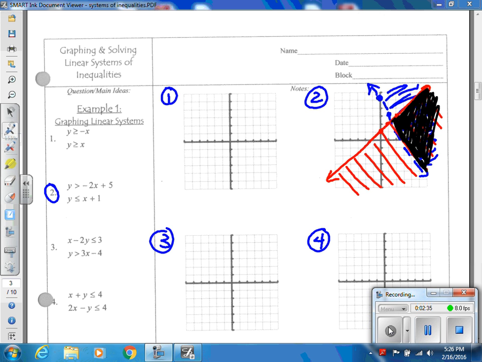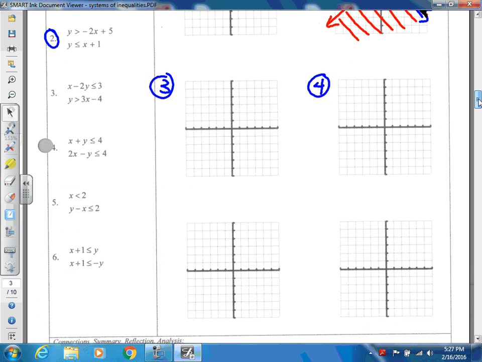So you do need to darken in for me where the two overlap so that I can know that that's where you're telling me the answer is. All right, so make sure that you're doing that each time. All right, so let's go and try another one together. All right, let's go ahead and jump down to number 4.